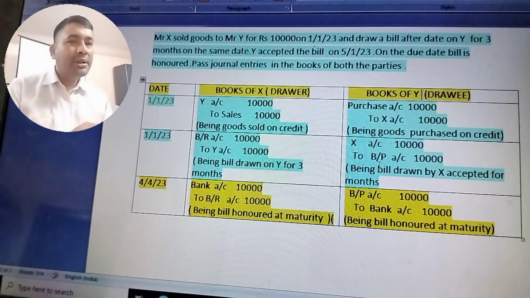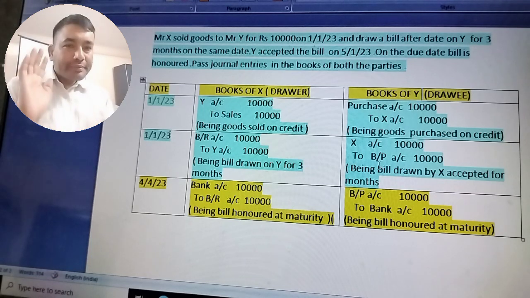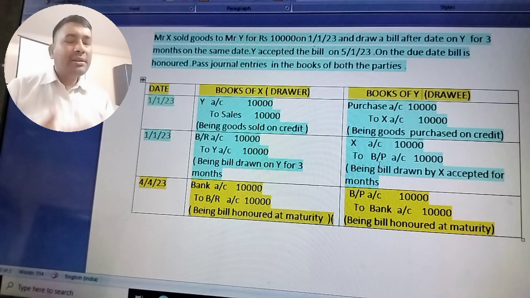So you have to write bills receivable. To drawee, you have to write the name of the debtor, that is Y. So the second entry will be bills receivable to Y account. You cannot write B/R. I am writing in short form, but you have to write in full form, okay? So being bill drawn on Y for 3 months, okay? And we have to retain that bill for 3 months, and you have to wait for the maturity date.